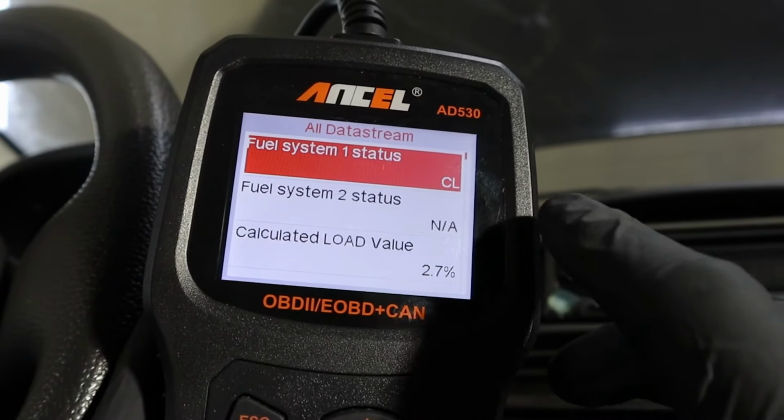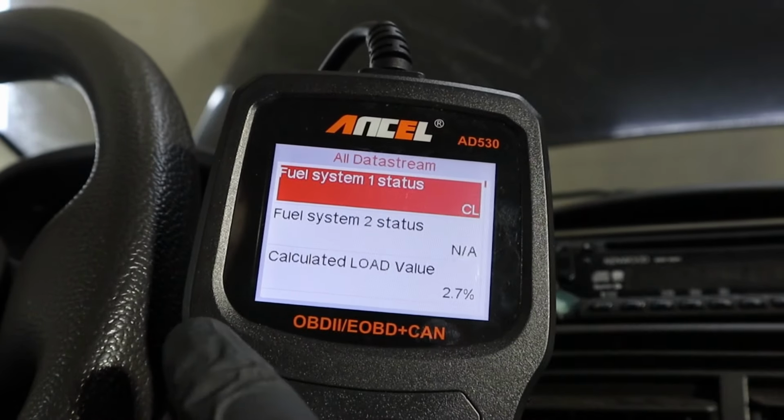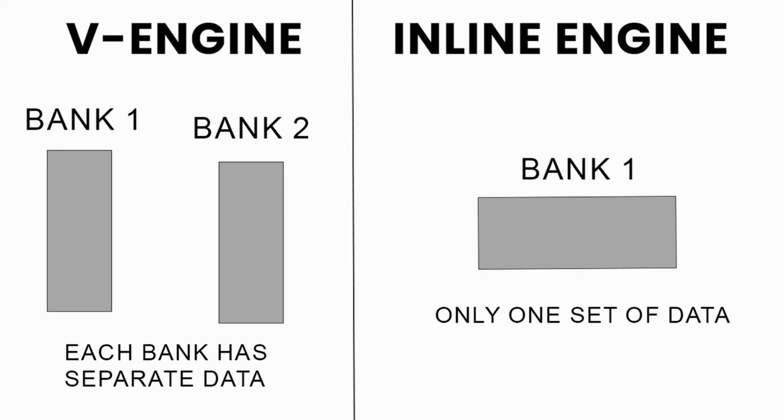Before we start, there is one thing you need to learn, and that is what is bank 1 and bank 2. If you have a V-shaped engine, most of this data you will see two times, one for engine head number 1, which is bank 1, and second for engine head number 2, which is bank 2.